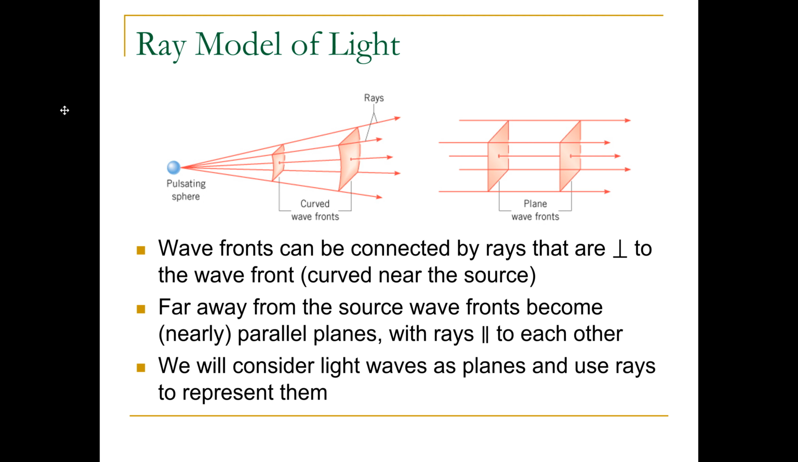For the rest of this chapter, we'll be looking at these EM waves as rays rather than as a series of crests and troughs. So we're not going to be drawing these sine curves. We'll start just drawing arrows to represent the direction that the light waves are traveling in.